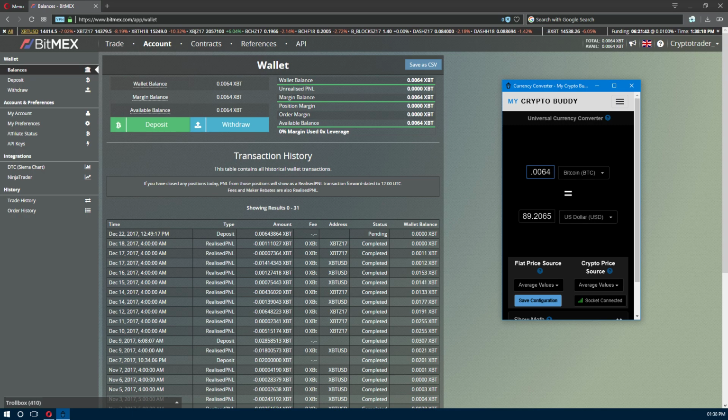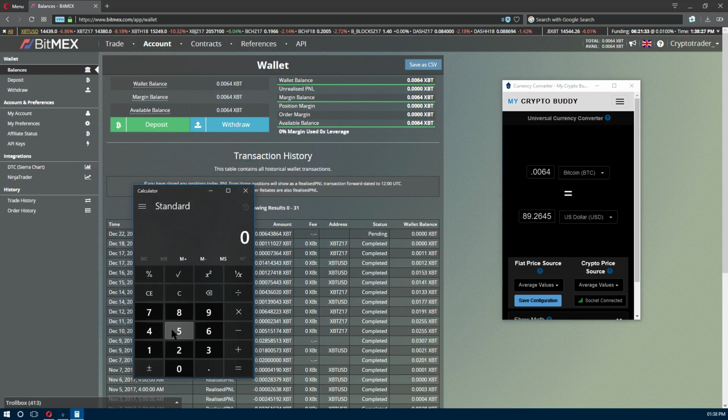I'm gonna times this by, let's see, what should I times it by? Whatever it is I'm going to trade with, right? Times, let's see, times 10. So say 90 times 10. Just doing this because I can. 90 times 10 is about $900. That's what I could trade with.